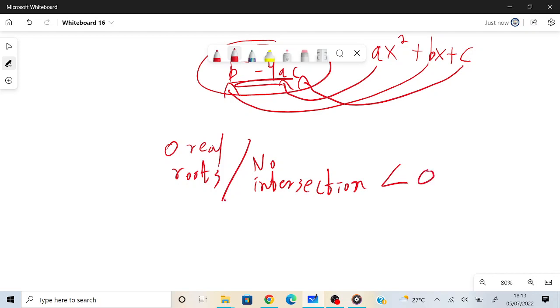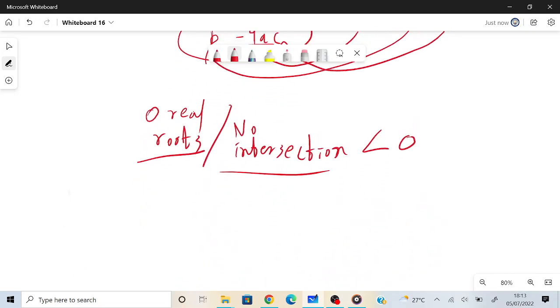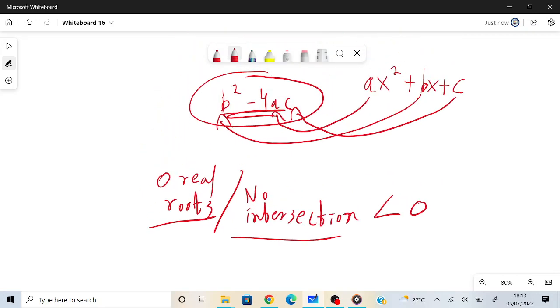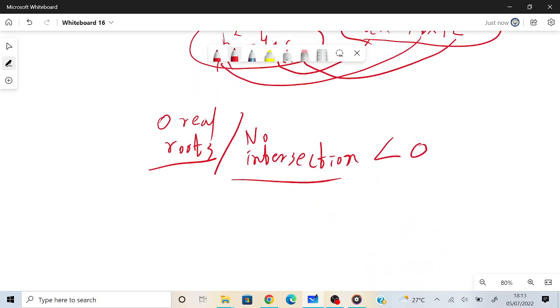Now, of course, it sounds easy, b squared minus 4ac, but obviously you will be given a few equations, and the first thing you want to do is get that whole equation into the form of ax squared plus bx plus c before you apply b squared minus 4ac and the designated sign. So if it is 0 real roots or no points of intersection, then you use less than 0.